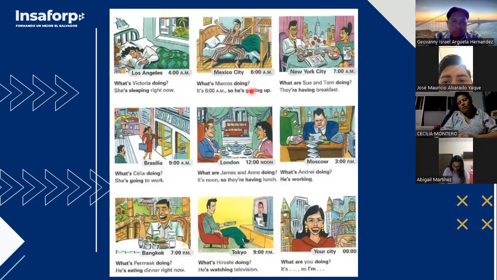Jose Mauricio. Mexico City, 6 a.m. What's Marco doing? It is 6 a.m. No, A.M. is a different thing from I am, Jose Mauricio. In this case, it's A.M. Don't confuse that, Mauricio. But don't worry, let's continue. So he's getting up. Okay, thank you.